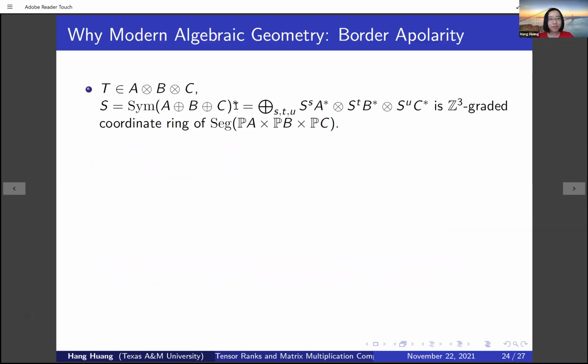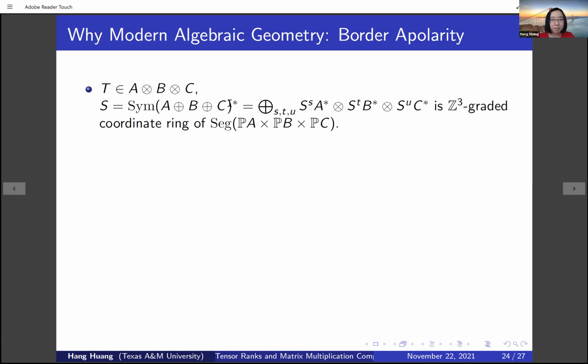So let me start with the notation. I have a 3-mode tensor. Now I can look at the coordinate ring of the secant embedding, or you can think of it as just the coordinate ring of the space of rank 1 tensors. And this coordinate ring is Z^3 graded, because we think of A as having grading (1,0,0), B star as having grading (0,1,0), and C star as having grading (0,0,1).